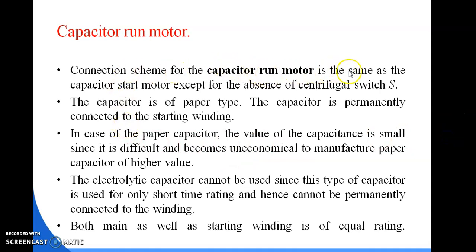The connection scheme of the capacitor run motor is the same as the capacitor start motor, except for the absence of the centrifugal switch S. The capacitor is of paper type. The capacitor is permanently connected to the starting winding. In the case of the paper capacitor, the value of the capacitance is small since it is difficult and uneconomical to manufacture a paper capacitor of higher value. The electrolytic capacitor cannot be used since this type of capacitor is used for only short time rating and hence cannot be permanently connected to the winding, but both main as well as starting winding are of equal rating.